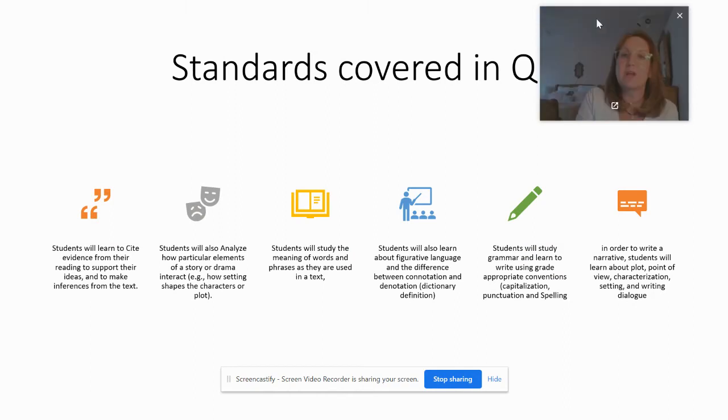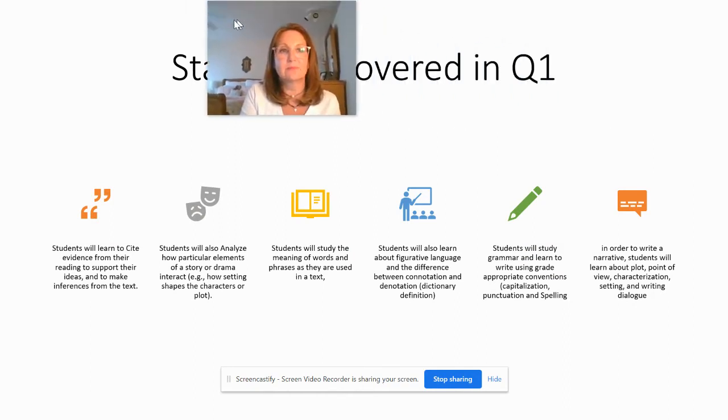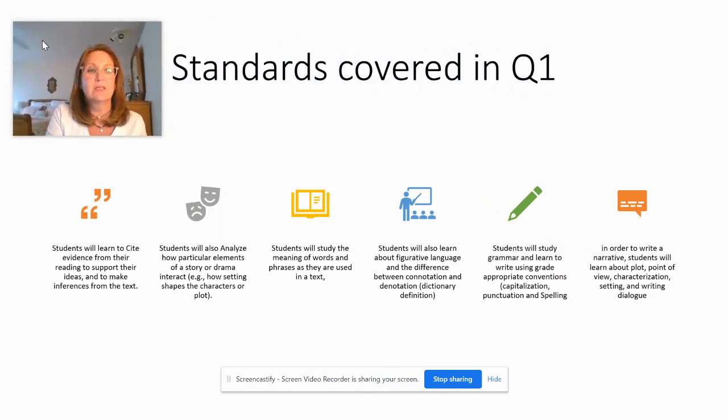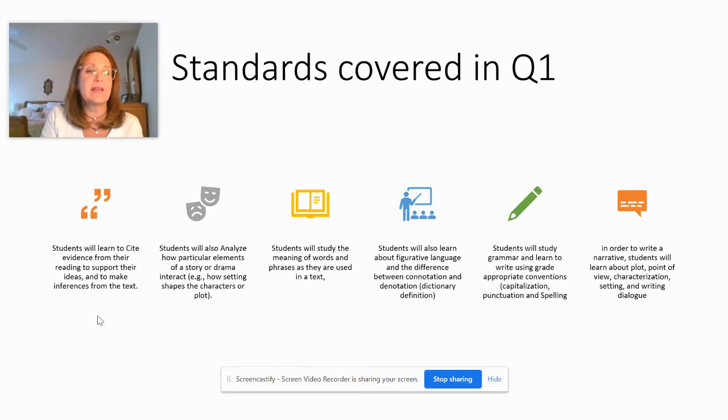Okay, standards covered in Q1. And there I'm in my little head again. Students will learn to cite evidence from their reading to support their ideas and learn to make inferences from the text. They need to know how to do that for me, and they need to know how to do that when we bring AZ Merit back, and they need to know how to do that if they plan on going on into college.